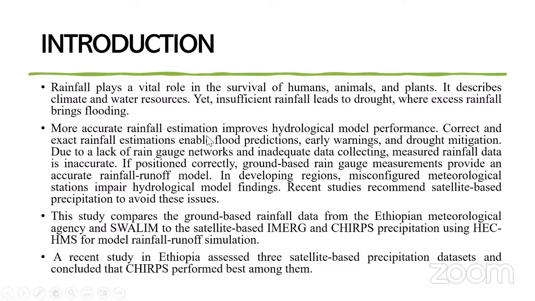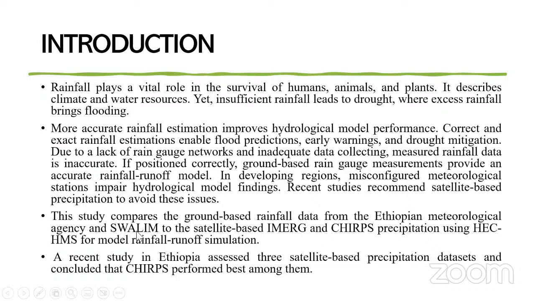So more accurate rainfall estimation improves hydrological model performance. In places like developing countries, if the rainfall gauges are not placed well, it will give us bad hydrological model performance. Therefore, if positioned correctly, ground-based rain gauges give us very good rainfall data. But in developing regions, misconfigured meteorological stations impair hydrological model findings, and recent studies on these regions recommend remote sensing data like satellite-based precipitation products in order to avoid those missing data issues.